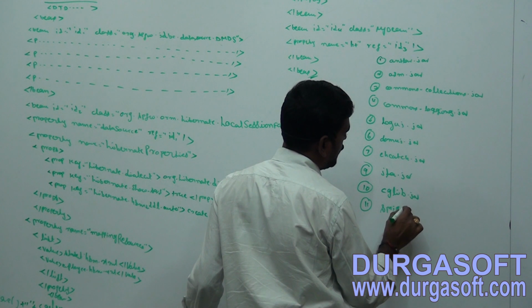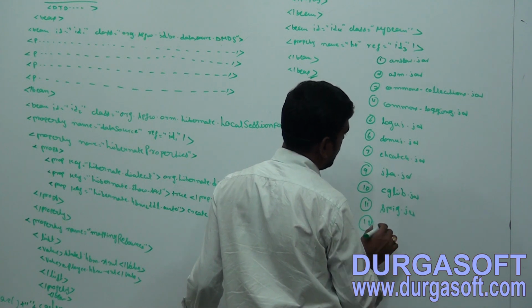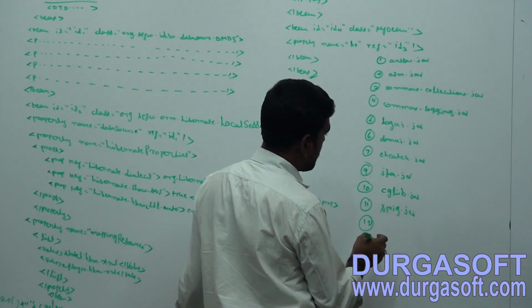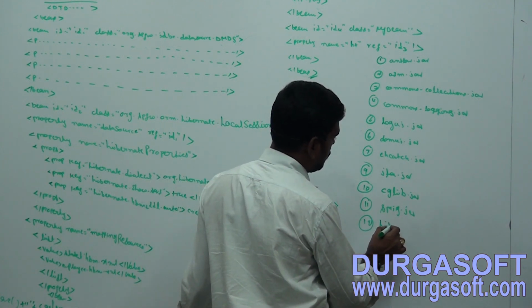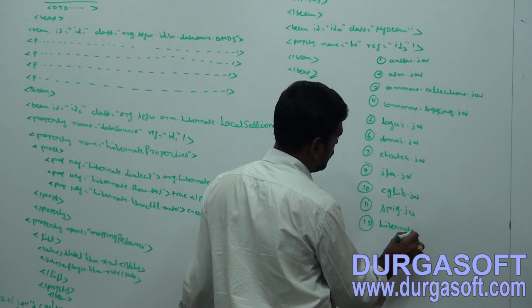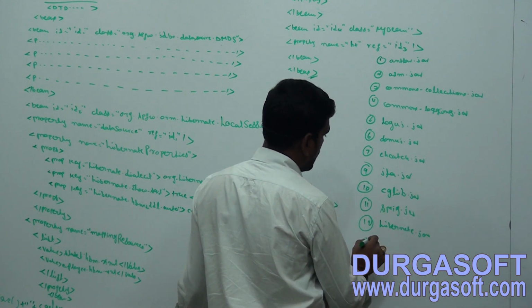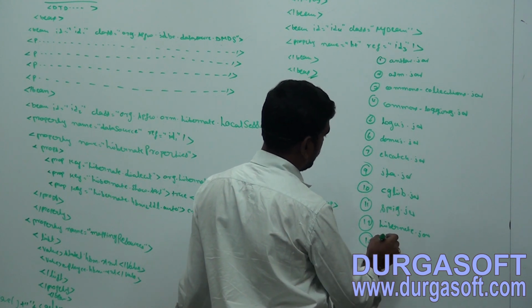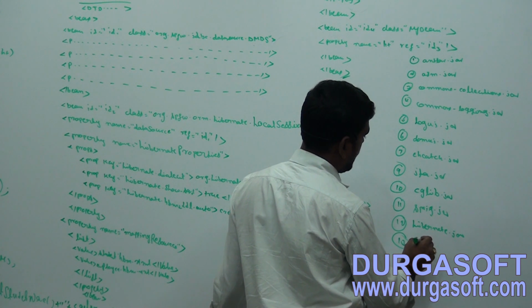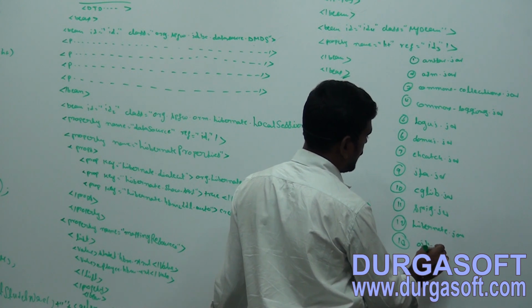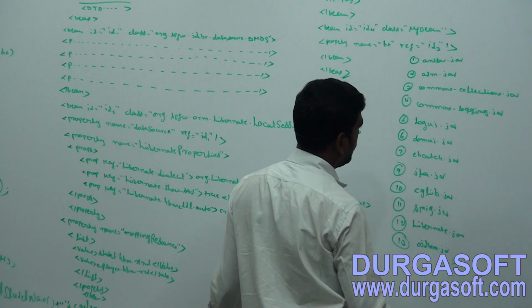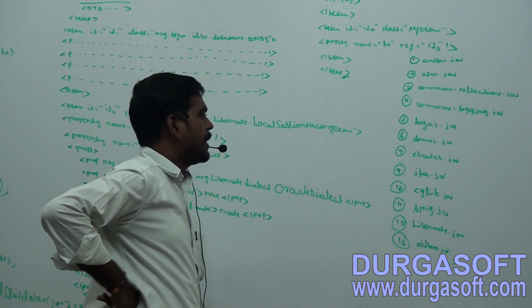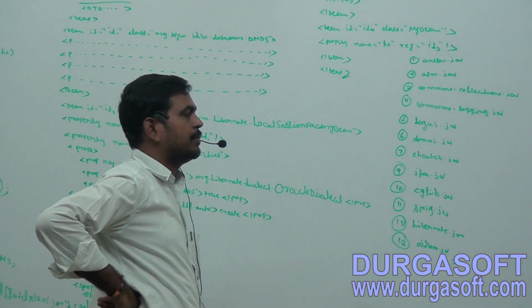Number 10, spring.jar. Number 11, hibernate.jar. Number 12, ojdbc14.jar. These many jar files we need to set, and then we can compile and execute.